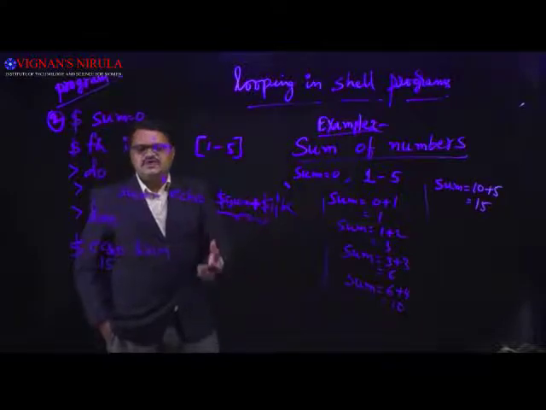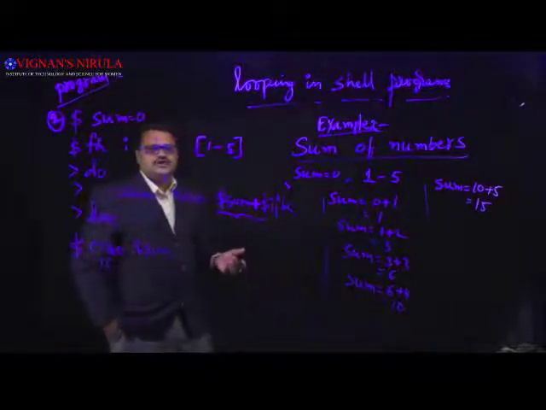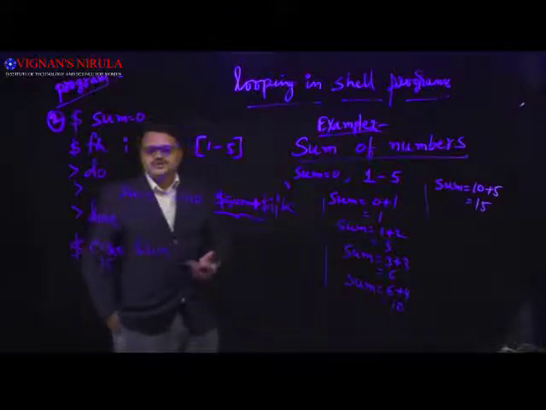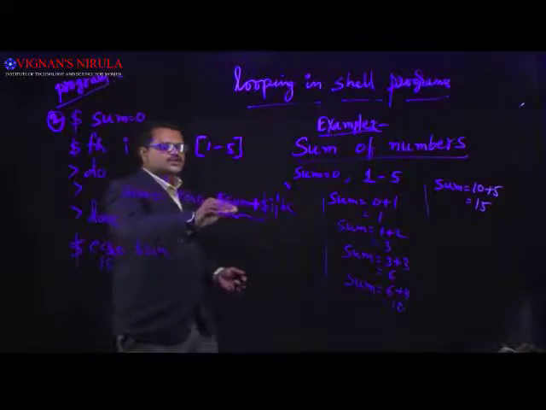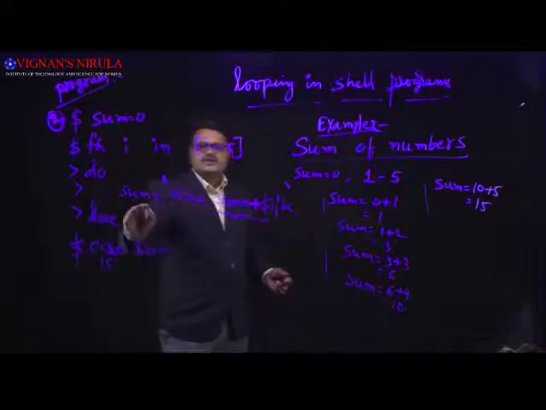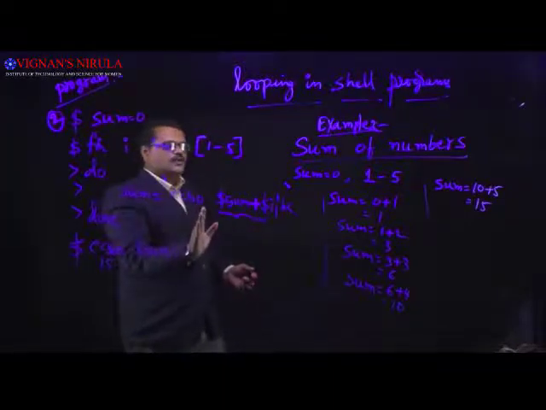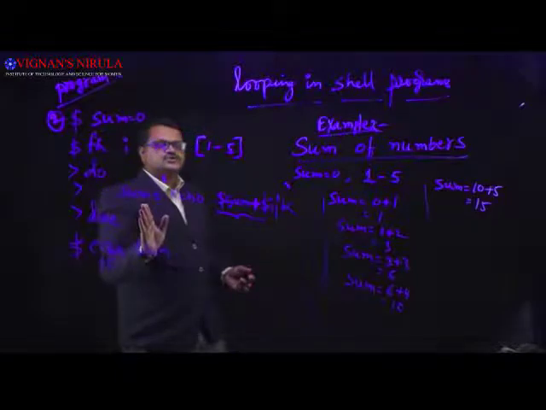So this is the second way of adding the first 5 numbers. The output is 15. Each time, when I is 1, initially sum is 0, so 0 plus 1 is stored into the sum. Then when I is 2, 1 plus 2 is 3, so the sum value 3 is stored into the sum.